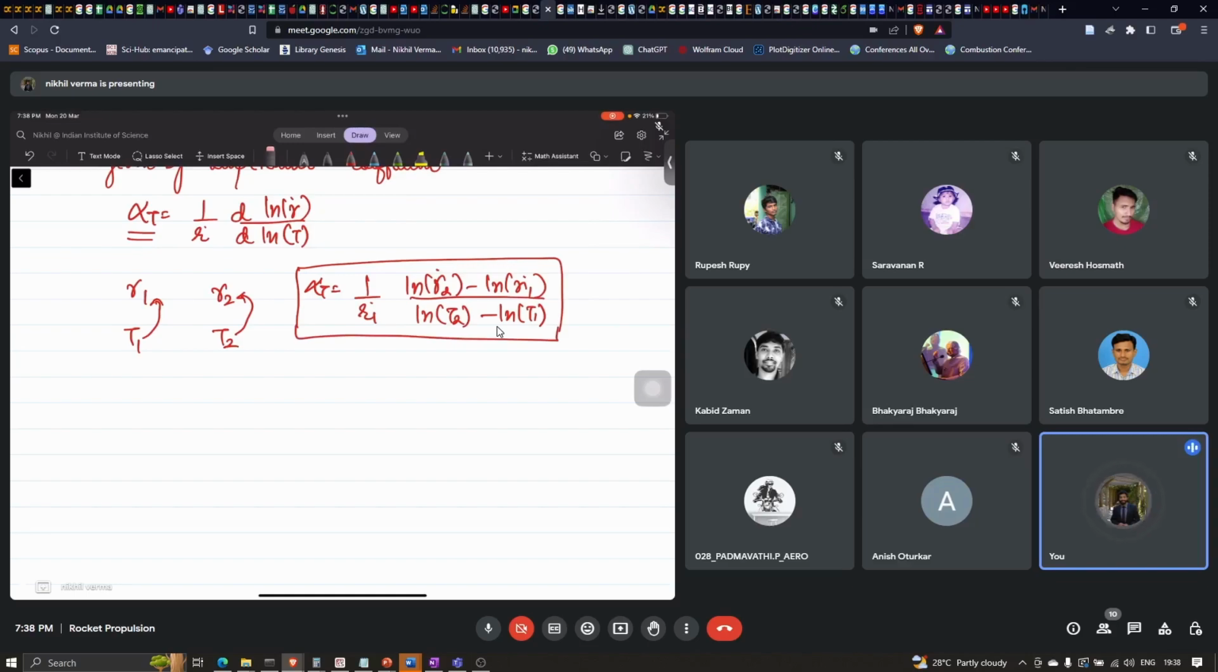I hope this equation is clear to everyone. This one is actually talking about the change in burn rate with respect to temperature. Exactly, yes. So if you have a propellant at a higher temperature, we expect that it burns faster, right?